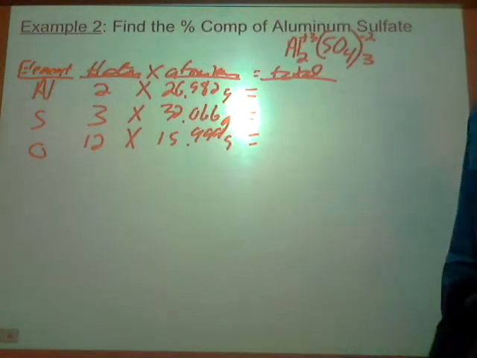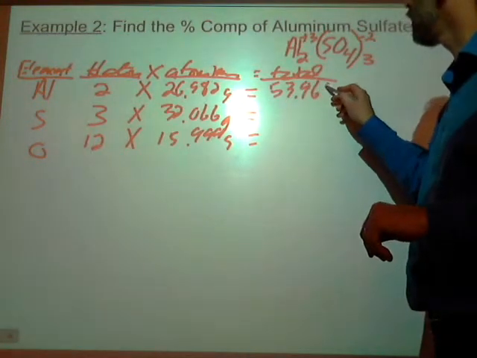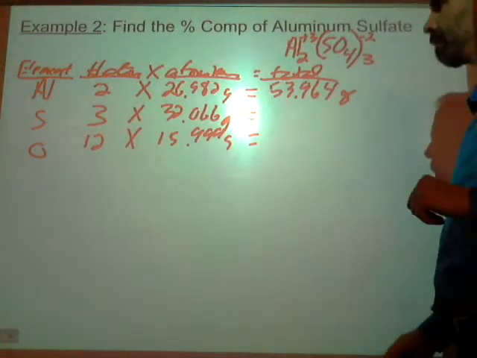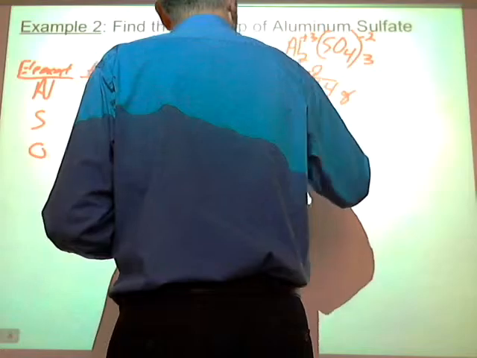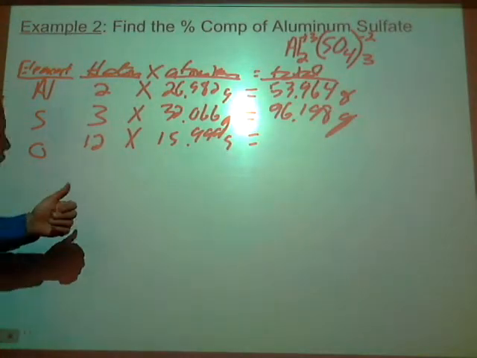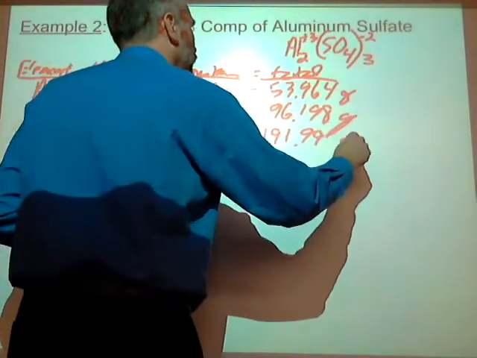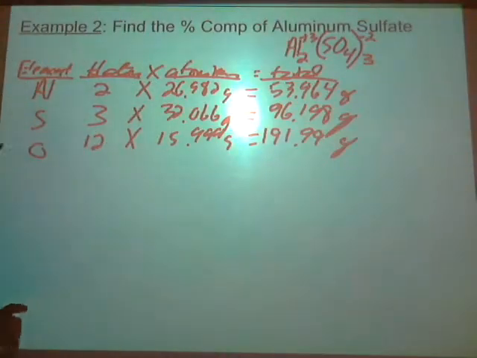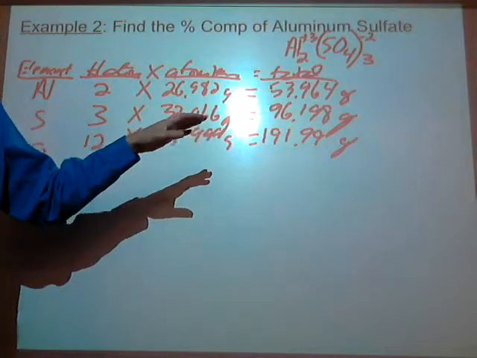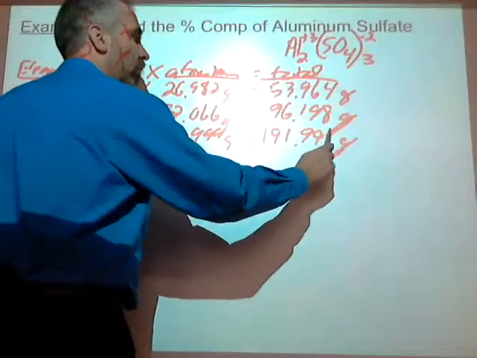Let's start with aluminum. Who got aluminum? Parent, what'd you get? 53.964. 53.964 grams. Okay. And who had the second one? What do you got? 96.198. And the last one, what'd you get for oxygen? 191.99. Yeah, and notice he already rounded it off to the correct significant figures. There's actually more numbers than that on the calculator screen, but you round that one off to 5, because he has 5. So he should have 5 in his answer.